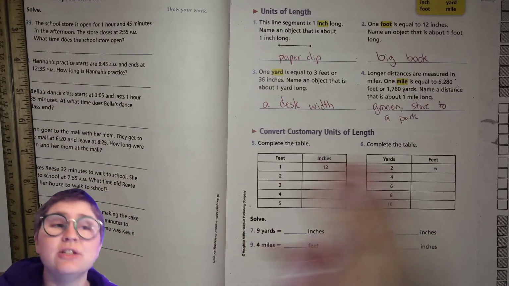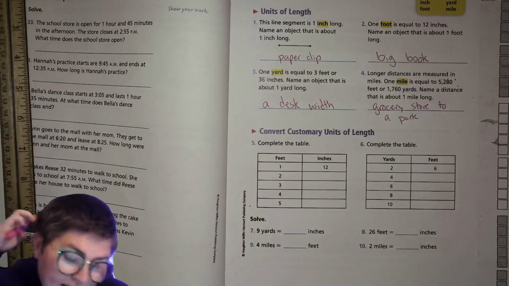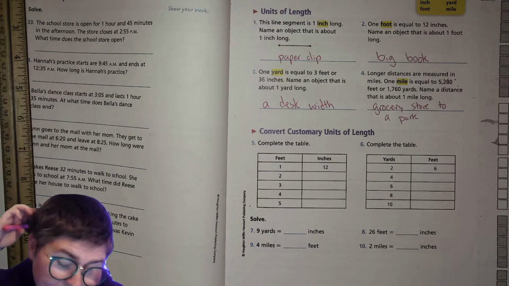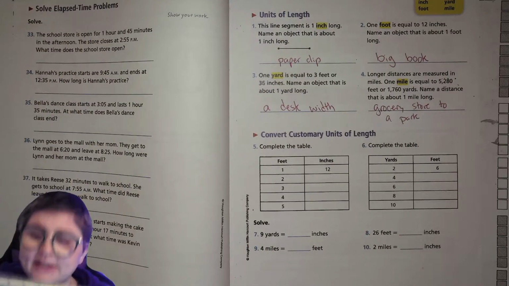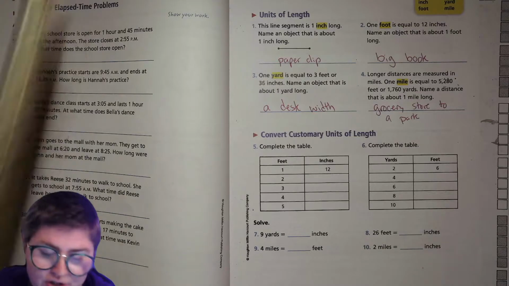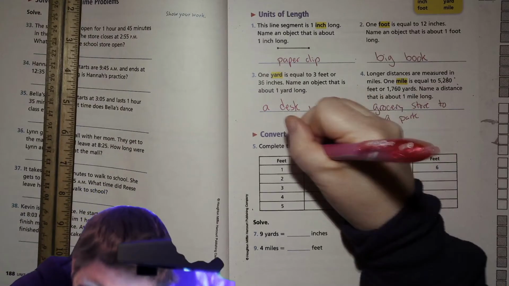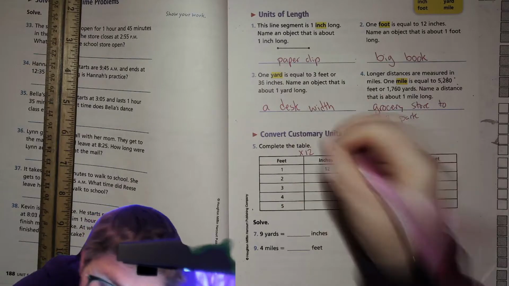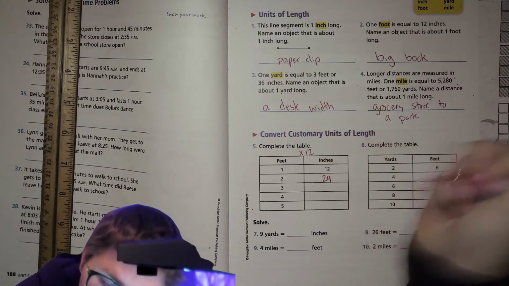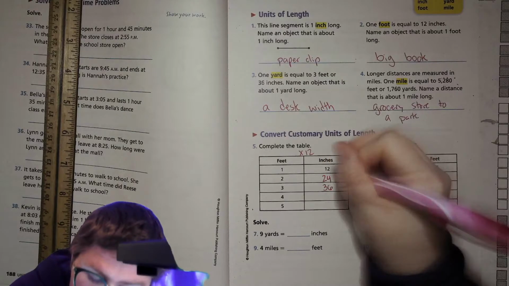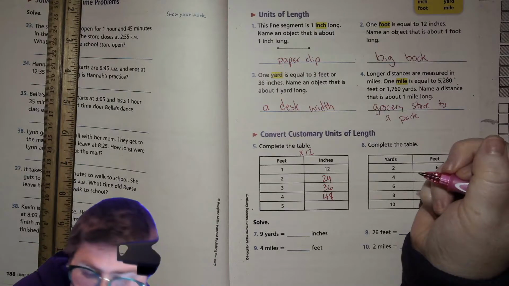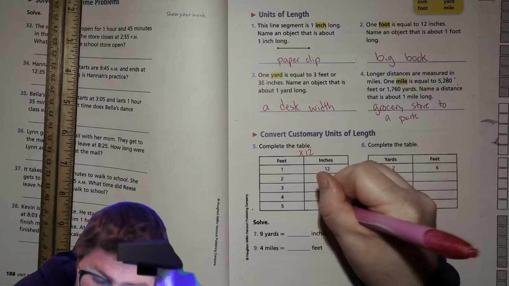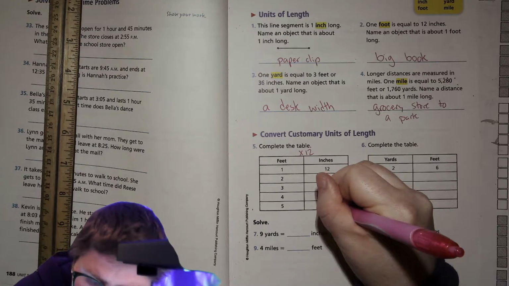So now we're going to do a little bit of multiplication like we had earlier to convert. This is complete the table from feet to inches. So we're going from a whole one of these to a little inch. So 1 foot is 12 inches. The rule here is going to be multiplied by 12. 2 times 12 is 24. 3 times 12 is 36. 4 times 12, you know, is 48. And 5 times 12 is 60.